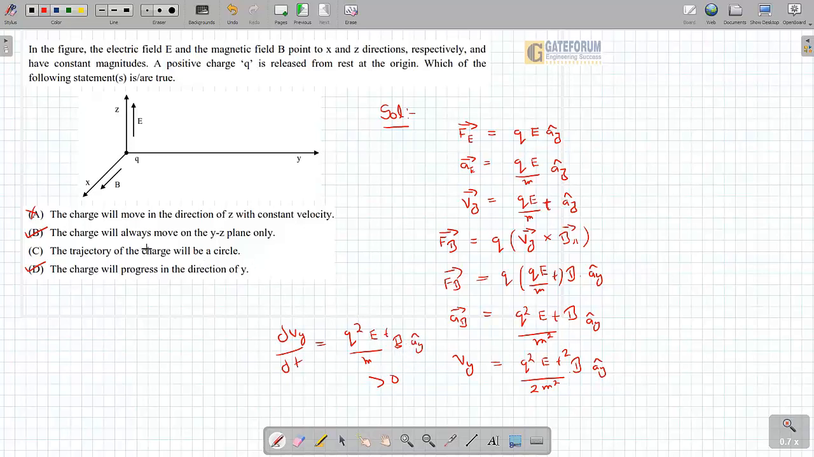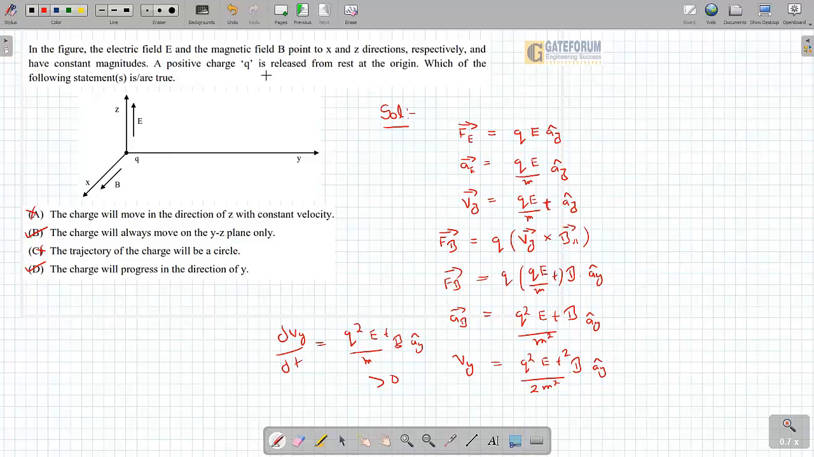Next, the trajectory of the charge will be a circle. This is possible when you have an equation like y square plus z square equal to a constant, or a helical kind of thing. But that is not coming out in this case, because the electric field and magnetic field are just giving us constant magnitudes. They're not changing, so the second order derivative which would give a circle will be 0. So option C does not seem to be true.